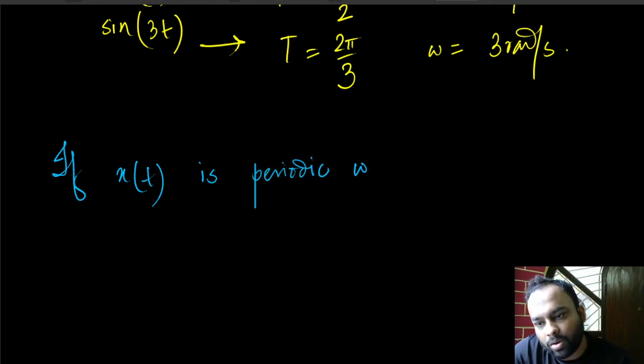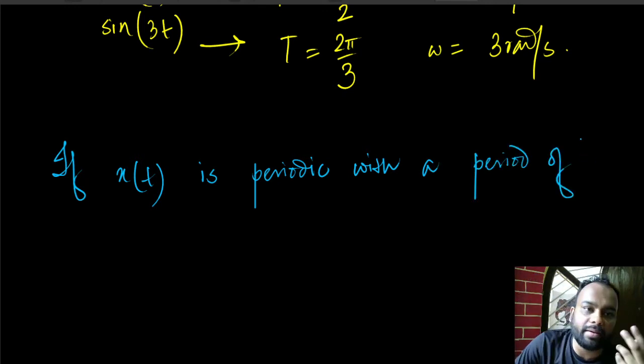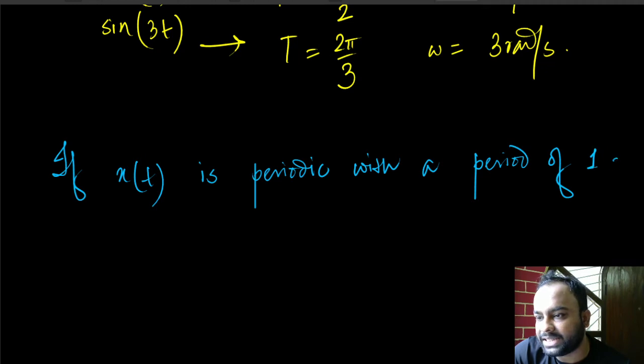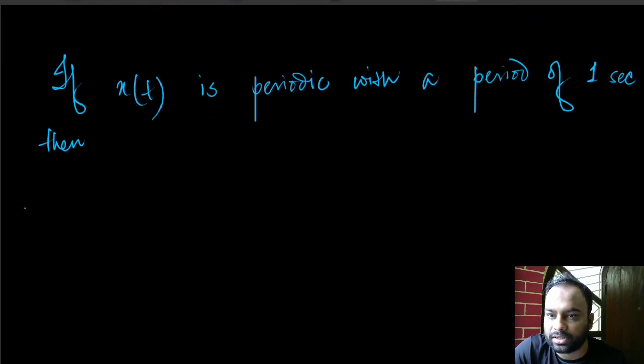periodic with a period of, instead of being periodic with a period of 2 pi, instead if it is periodic with a period of 1 second, then what happens to the Fourier series expression? If x(t) is a periodic signal with a period of 1 second, instead of 2 pi seconds, okay, what if the signal is periodic with a period of this?